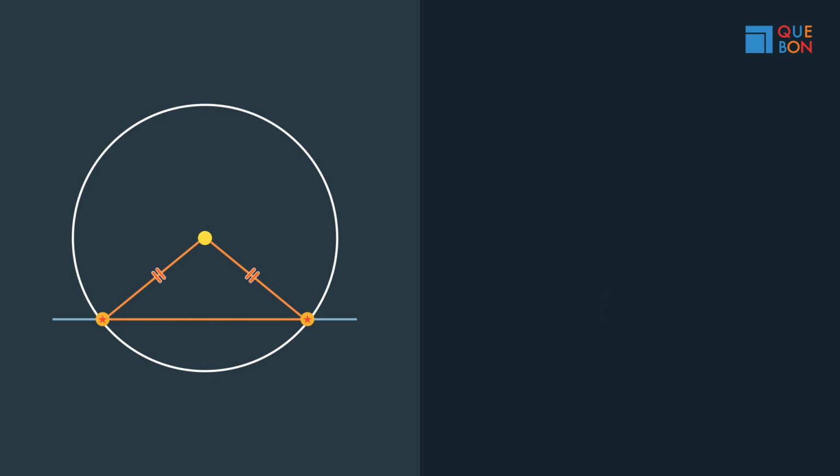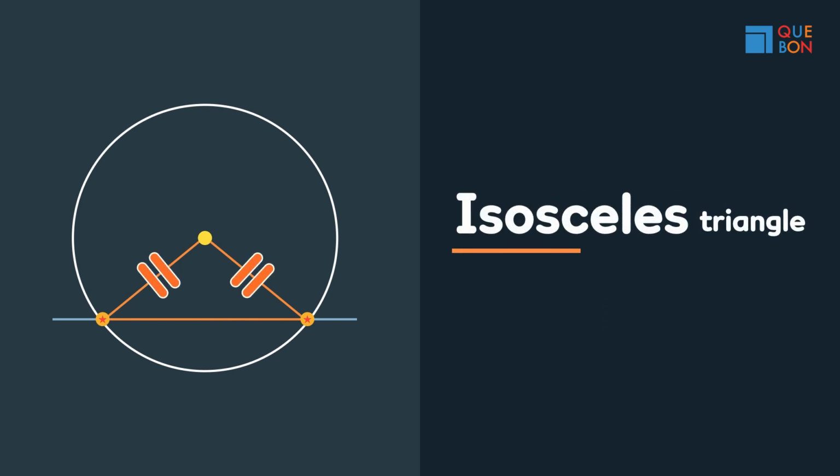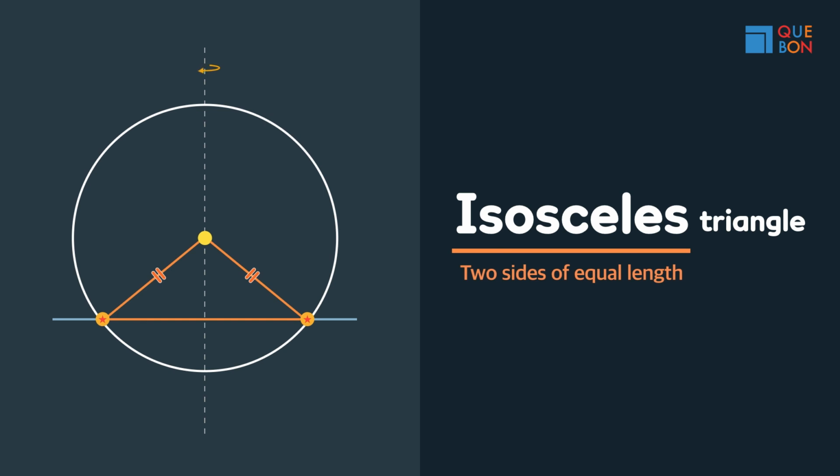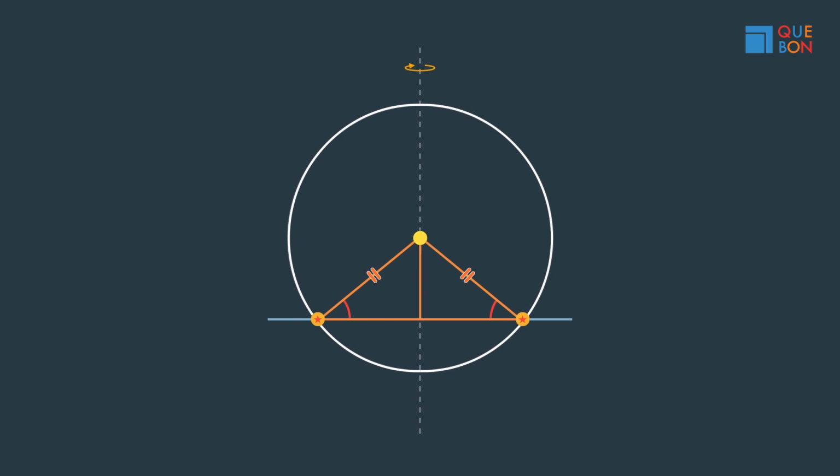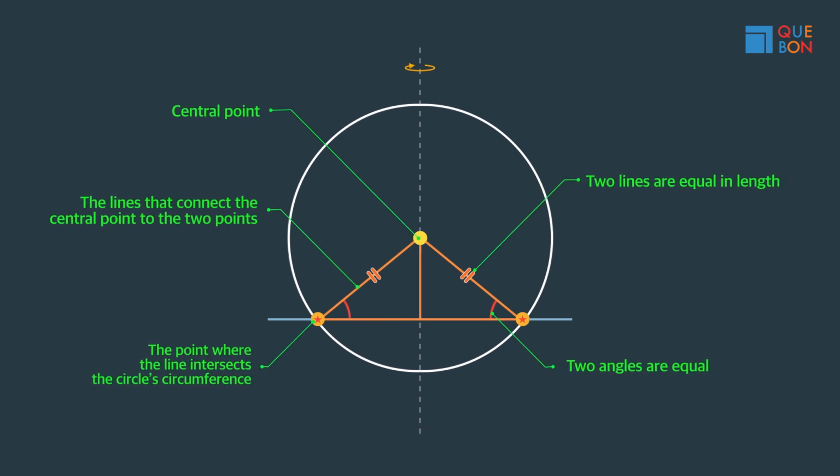A triangle that has 2 equal sides is called an isosceles triangle. We can picture folding this isosceles triangle in half to create 2 identical right triangles. So, the 2 angles are equal. We can see so many things from a simple image of a circle and a line.